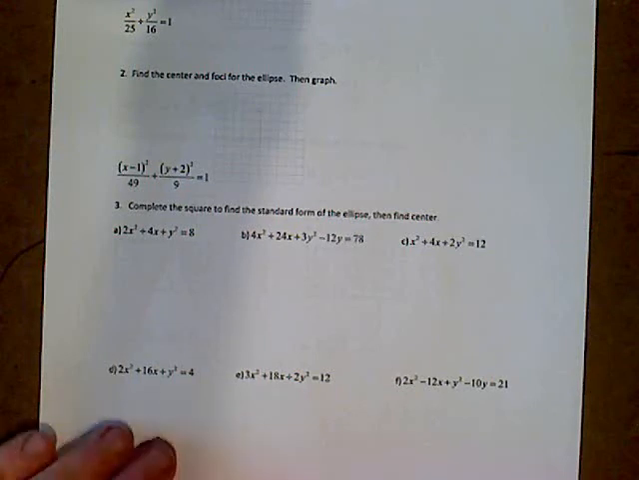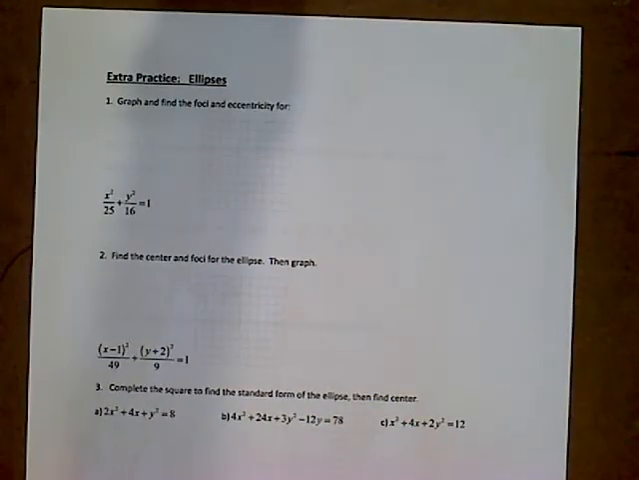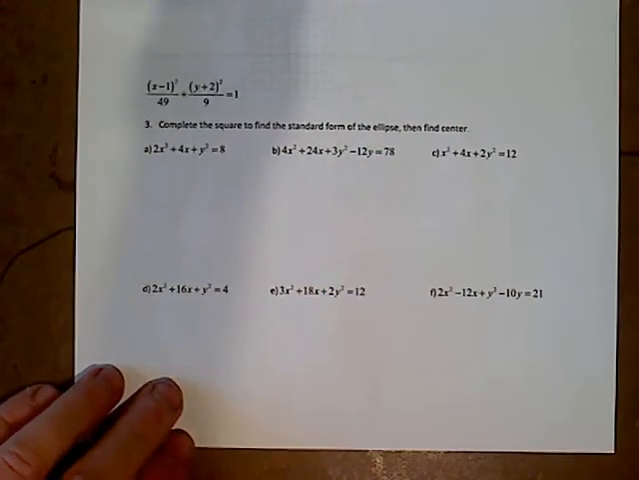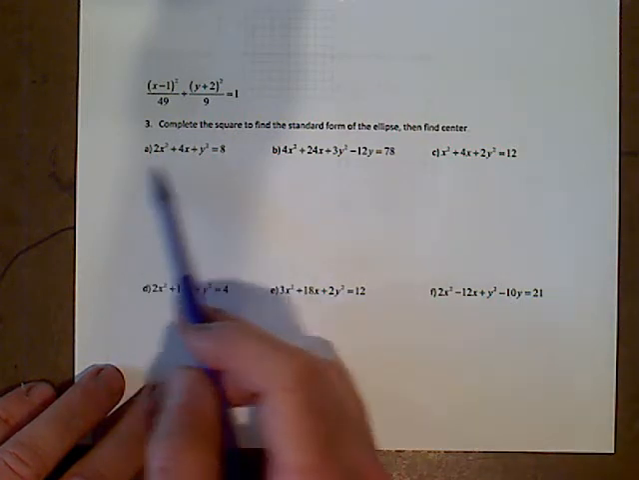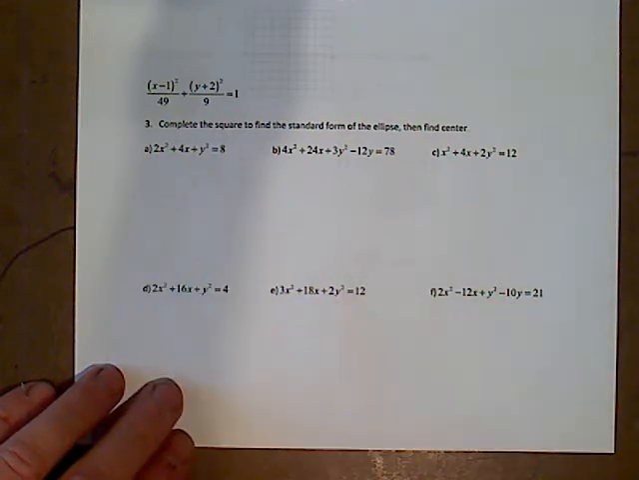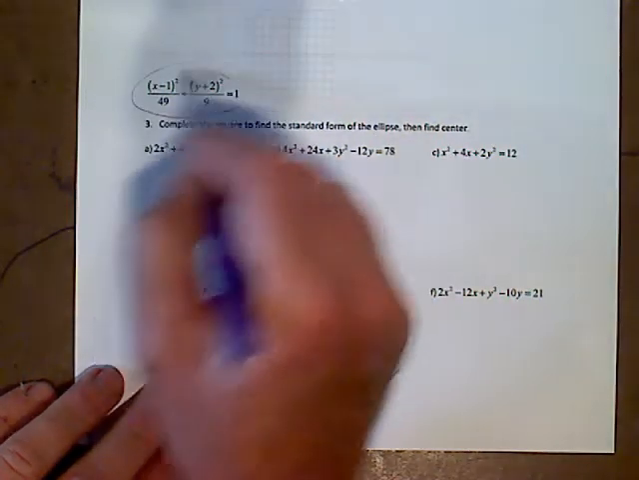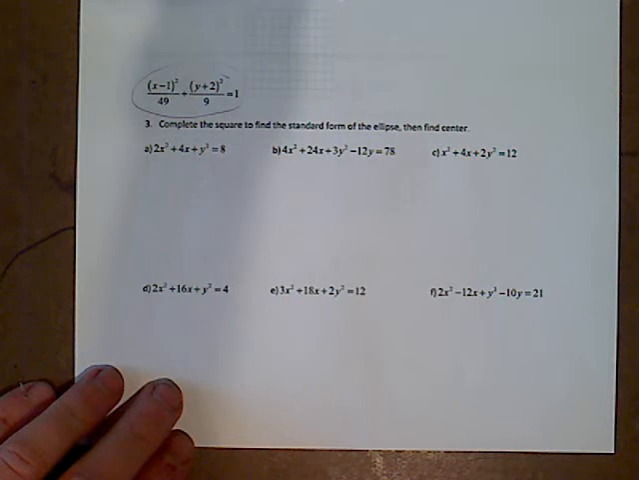Okay, so where I want to pick up on is the next page, extra practice ellipses. I want to skip down here to number 3 because this is now where I give you the equation in some other form. It's just all multiplied out. This would be considered expanded form. And what we're going to try to do is get it into a form that looks something like this up here so that it'd be easy to graph.